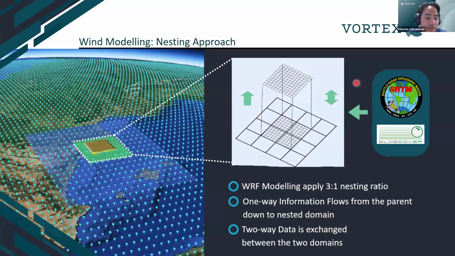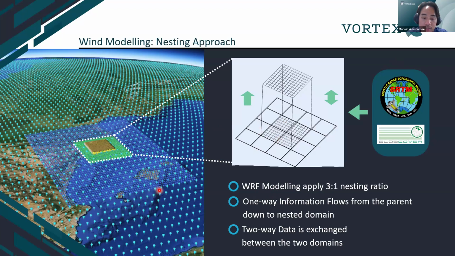So now, let's say there is a request for a map of Singapore data, then we create the first domain that's quite big, usually at the regional level. Then we input SRTM and the GlobCover, so now it becomes 3D modeling. And then we launch the WRF modeling, which is basically numerical weather prediction, to solve the atmospheric equations and create new node points.